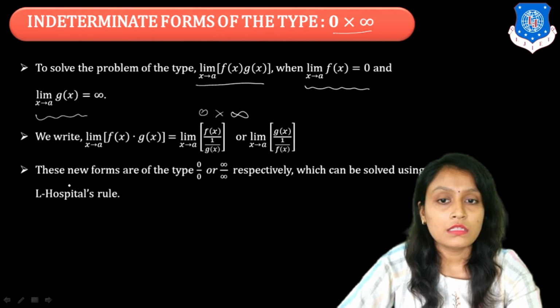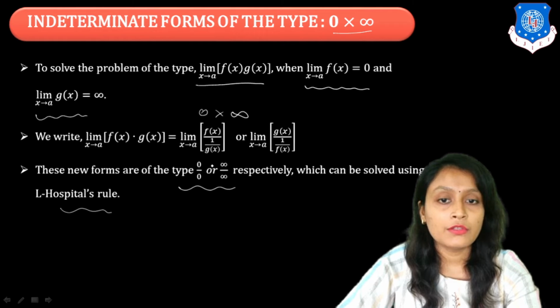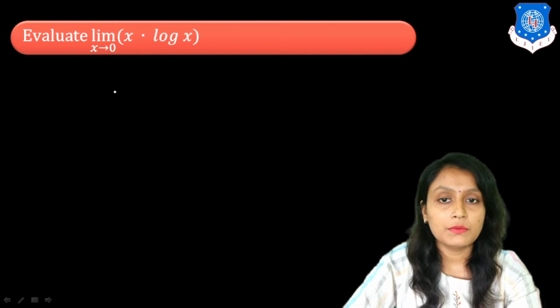Okay, these new forms are of the type 0 by 0 or infinite by infinite, and whenever we have the type 0 by 0 or infinite by infinite, we can apply L'Hopital's rule. And you have to solve this example using L'Hopital's rule after converting into 0 by 0 or infinite by infinite form. Okay, now let's begin with the example.